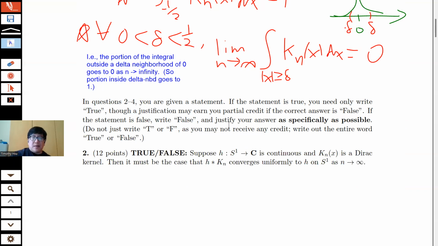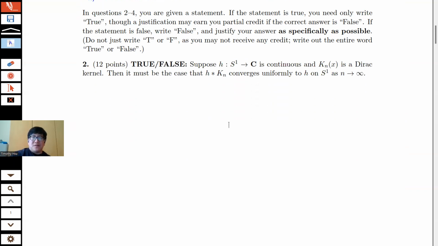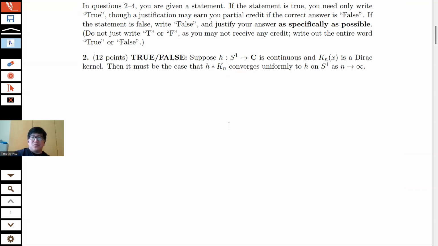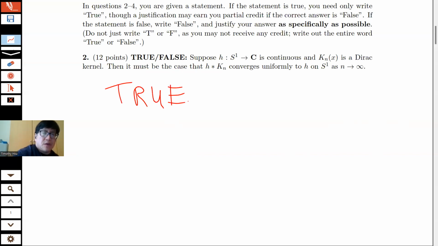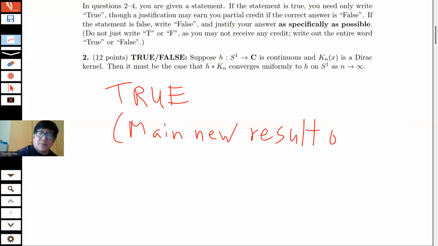All right, so true false, explain, as always. Suppose H is continuous and Kn is a Dirac kernel. True or false: it must be the case that the convolution of H and Kn converges uniformly to H on S1 as n goes to infinity. True. This is, in fact, the main new result of section 8.4.